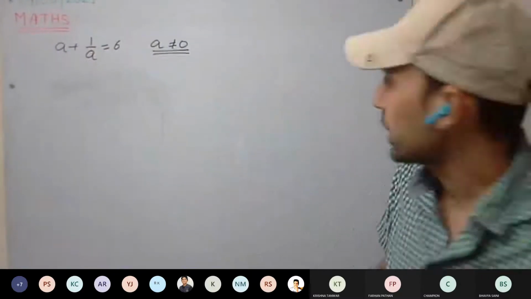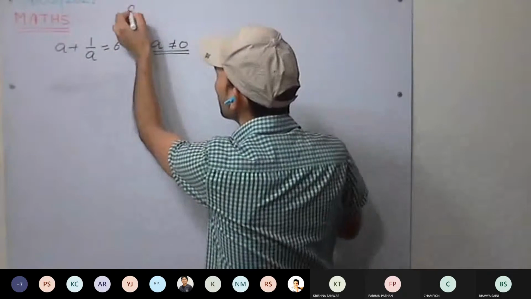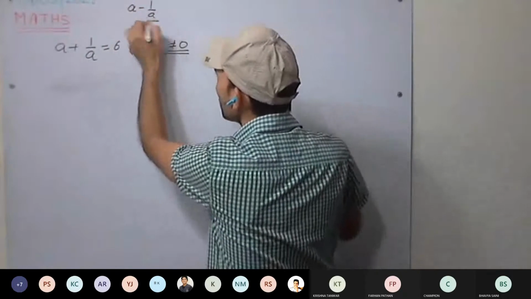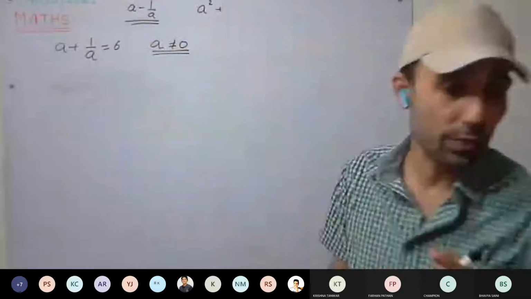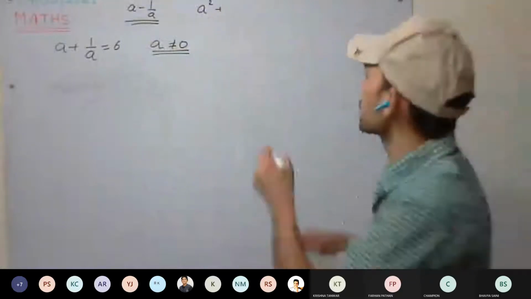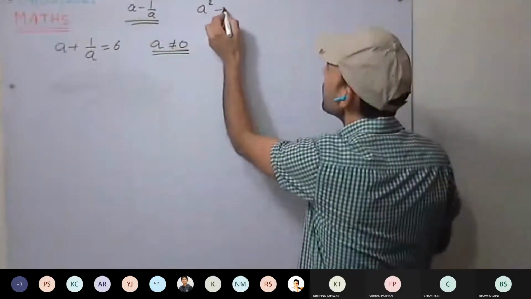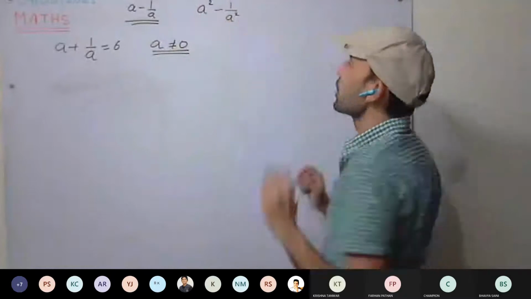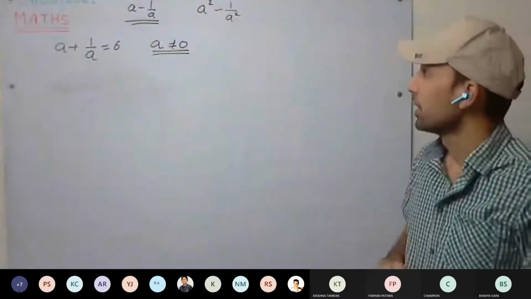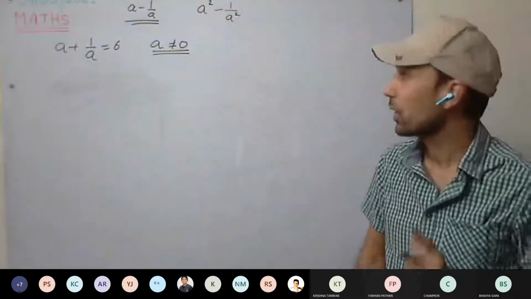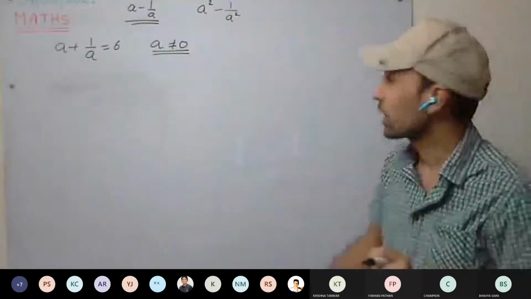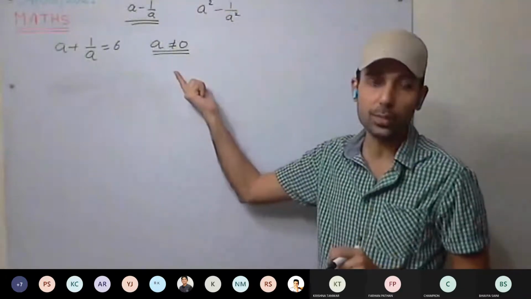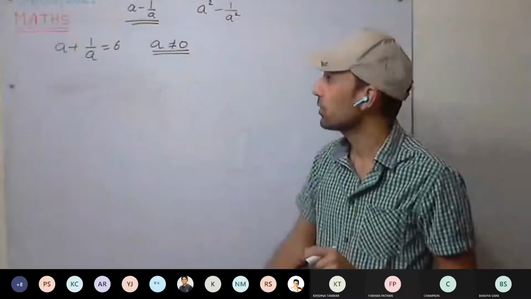And what we have to calculate? A minus 1 upon a. This we have to calculate, and a square plus 1 upon a square. Same, a square minus 1 upon a square. This we have to calculate. So calculate it now. You have 30 seconds. Anyone who hasn't understood it or is not able to calculate it fast.